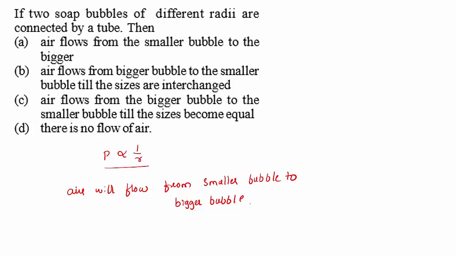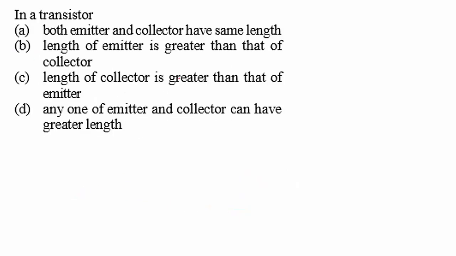and this bigger bubble will grow. Remember, air will flow from the smaller bubble to the bigger bubble because of their pressure. Pressure inside the smaller will be very high because it is having less radius. So the suitable statement is air flows from the smaller bubble to the bigger bubble. That means option A is right.